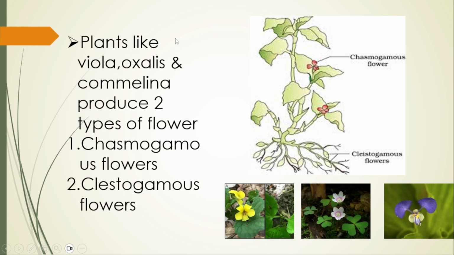Next, plants like Viola, Oxalis and Commelina produce two types of flowers. This is Viola, this is Oxalis and then this one is Commelina. Here we gave examples of plants that produce two types of flowers. What are the two types of flowers? This is the chasmogamous flower and this one is the cleistogamous flower.